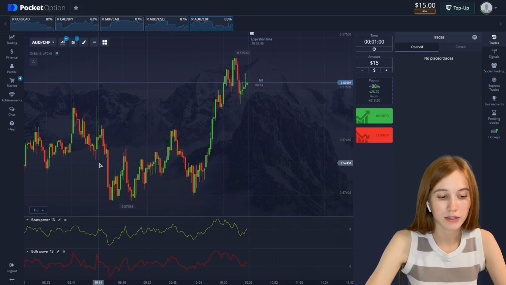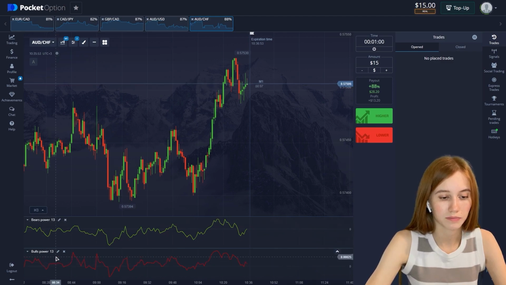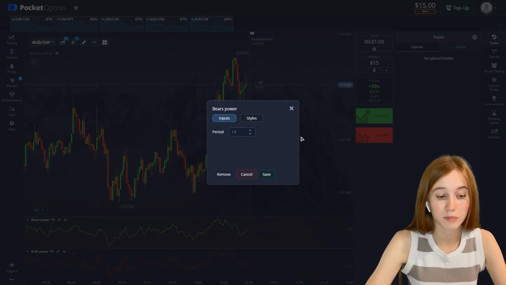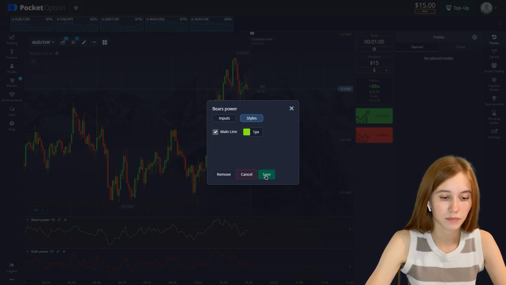For general analysis of our chart, we will use technical analysis and 2 indicators: Fast Power and also Boost Power. Let me show you the settings of these 2 indicators. This is the Boost Power indicator.